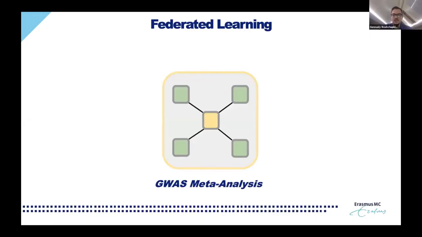So this is a schematic of this type of analysis where you have green, which is all sites involved in the GWAS, and then yellow is a central part, and then everyone shares the summary statistics with the central part, and then you perform meta-analysis. But this is a simplistic example of federated learning, which is not applicable for deep learning or machine learning directly.